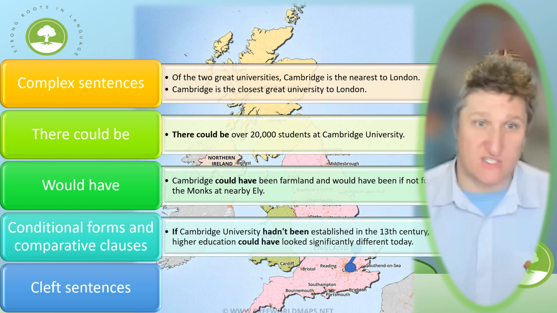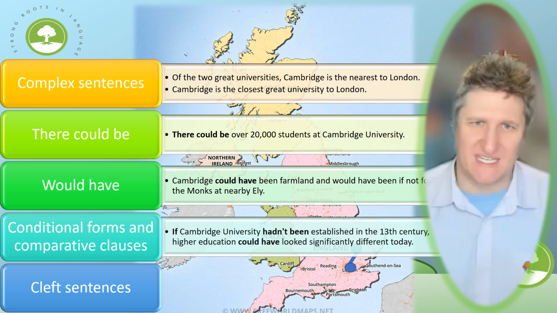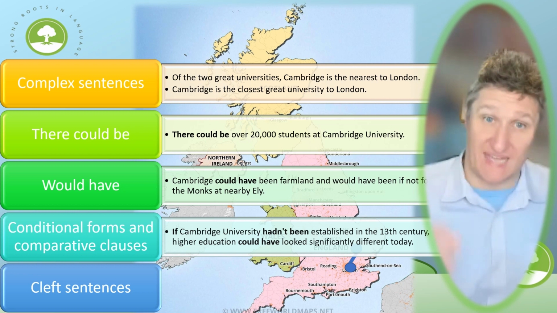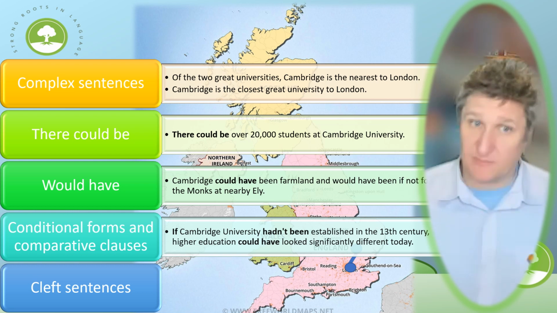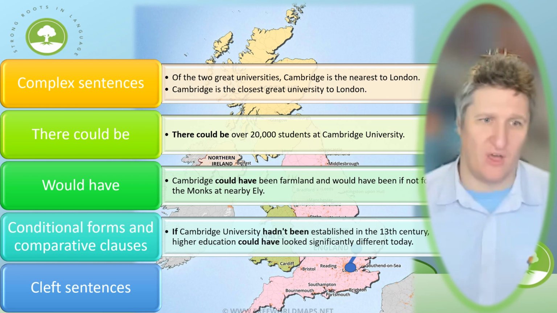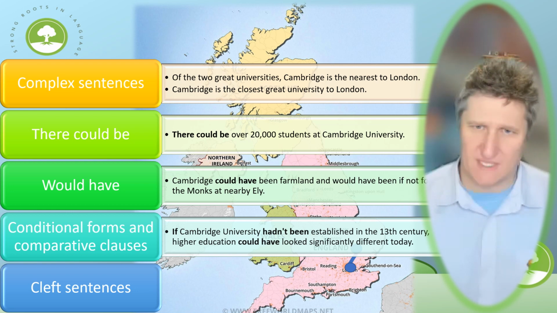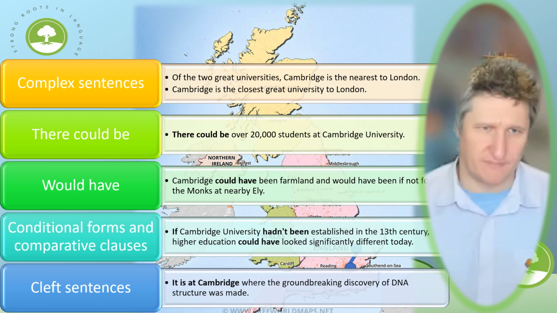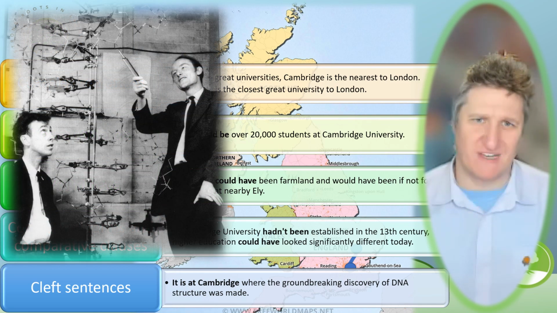For example, studying at Cambridge, students gain invaluable knowledge and experiences. This makes the first clause, studying at Cambridge, the emphasis of the sentence. Participle clauses are often examples of cleft sentences. That is a sentence where something is emphasized by putting it in a separate clause. For example, it is at Cambridge where the groundbreaking discovery of DNA structure was made.